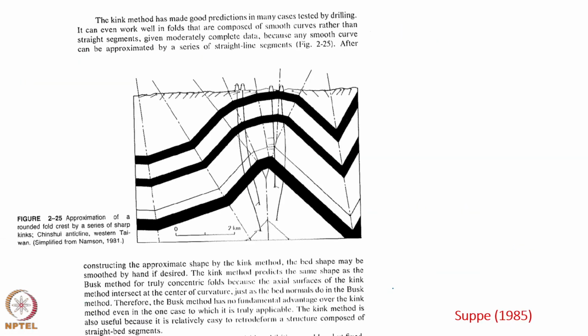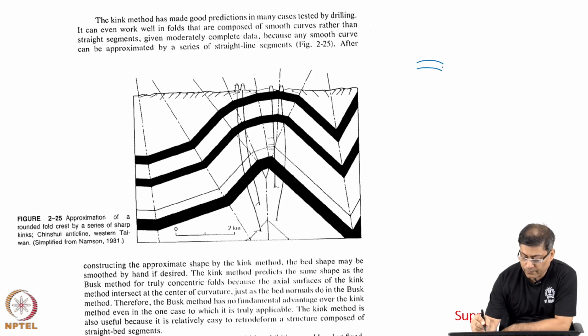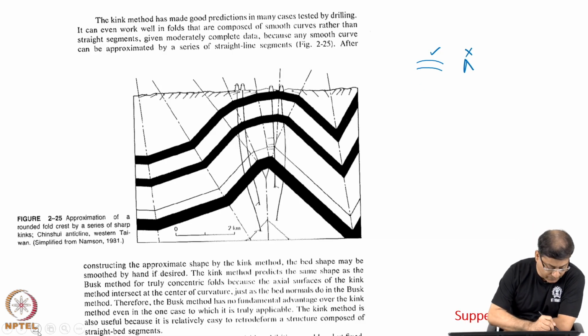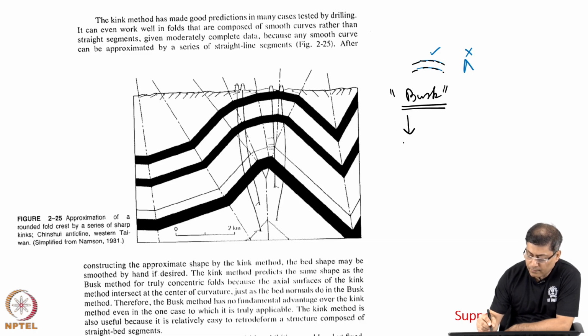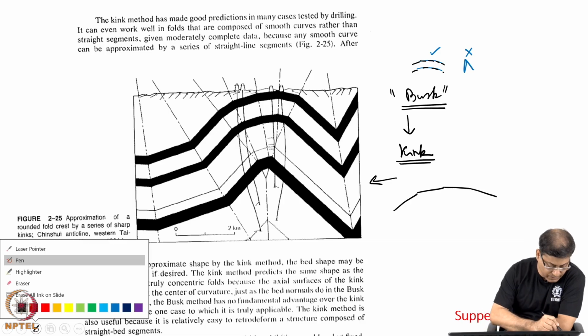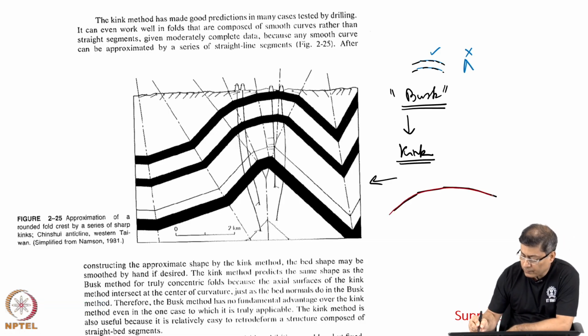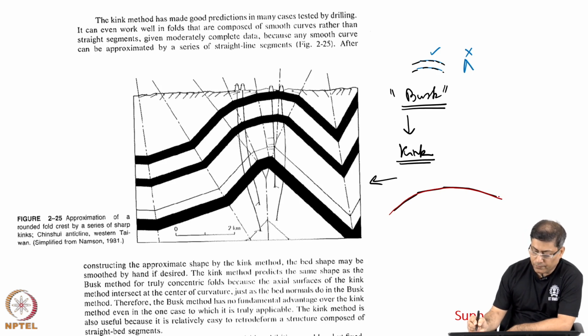Here comes an important point. Even if on the surface you are getting an idea that there can be curved folded layers and not kink layers, you can think of this curved layer in terms of several short straight lines, which means that where the Busk method might be applied, you can force a kink method, and after the fold is constructed, all these segments of straight lines can be smoothened by you using a continuous curve. So, which means that the kink method is more versatile.